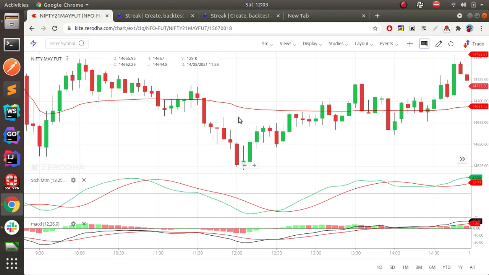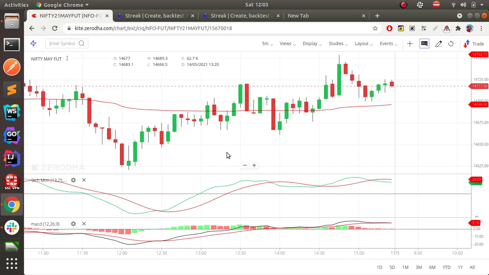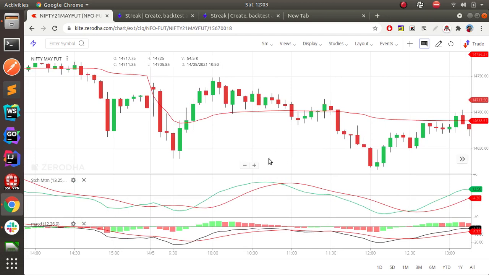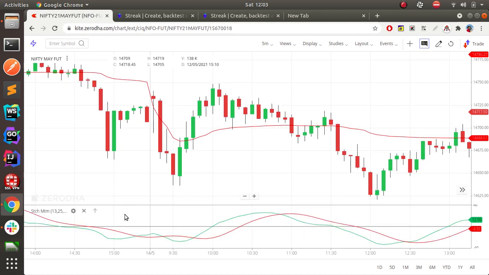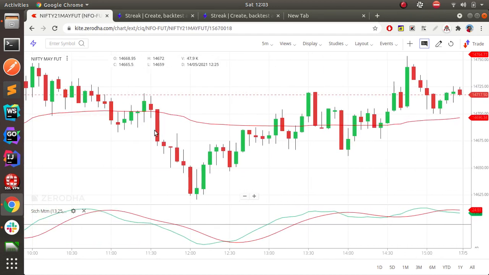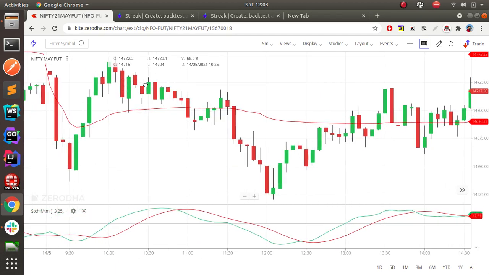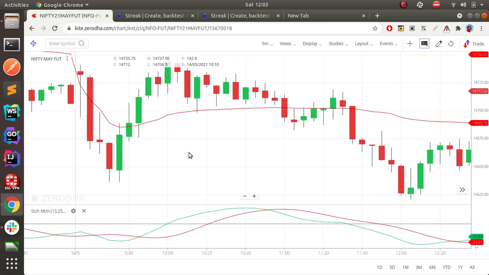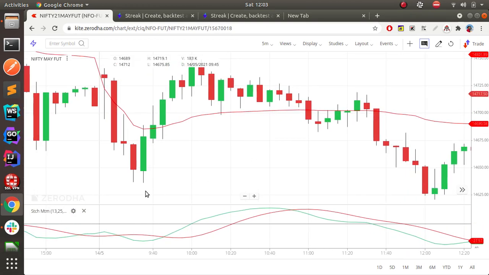So today we are going to see how we can do algorithm trading on futures. For that, first let us explore in chart, and the same thing we'll try to implement in the algorithm. I have selected Nifty May future contract, and first let me explain how this indicator works, what indicator we are going to choose. For this we are going to use stochastic momentum index.